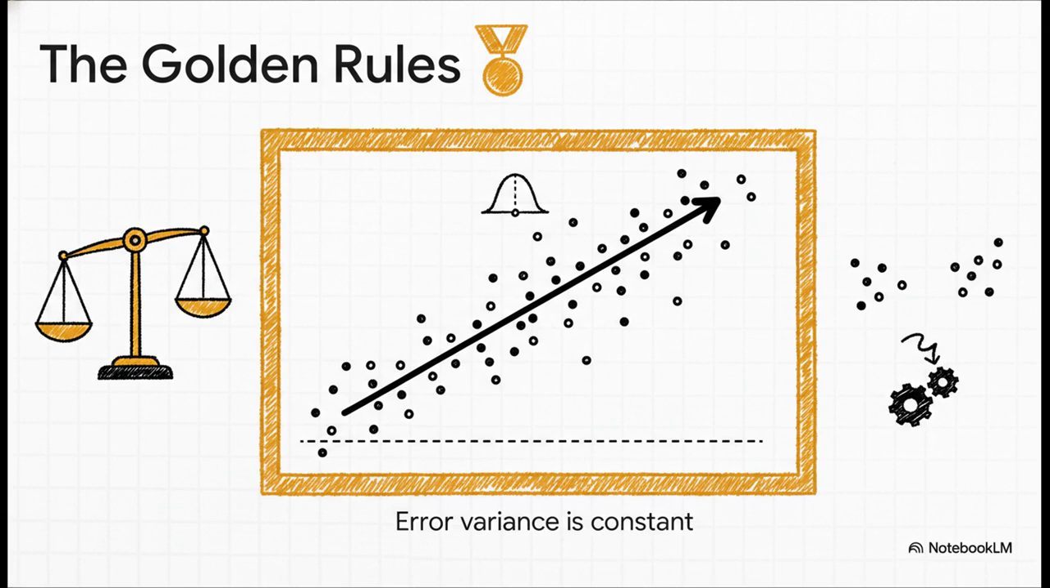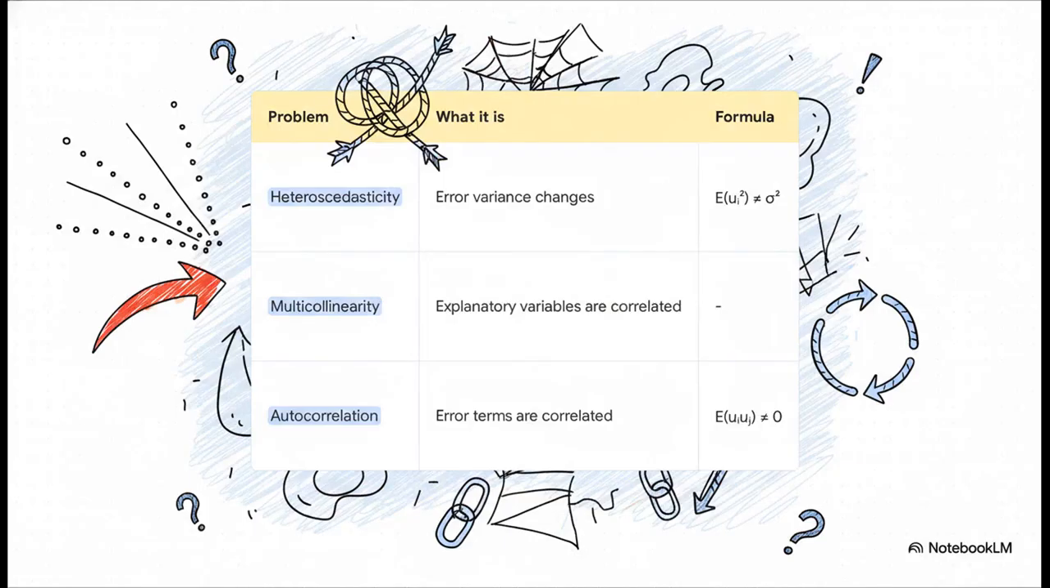If these rules hold up, great, we can trust our findings. If they don't, our model might be seeing things that aren't really there. So what happens when those rules break? We run into some problems. Heteroscedasticity is a mouthful, but it just means our model gets less predictable at different levels, which makes our conclusions a bit shaky. Multicollinearity means our explanatory variables are all tangled up, so we can't tell which one is actually causing the effect. And autocorrelation means our errors have a hidden pattern, which is a big hint that we've missed a key piece of the puzzle.